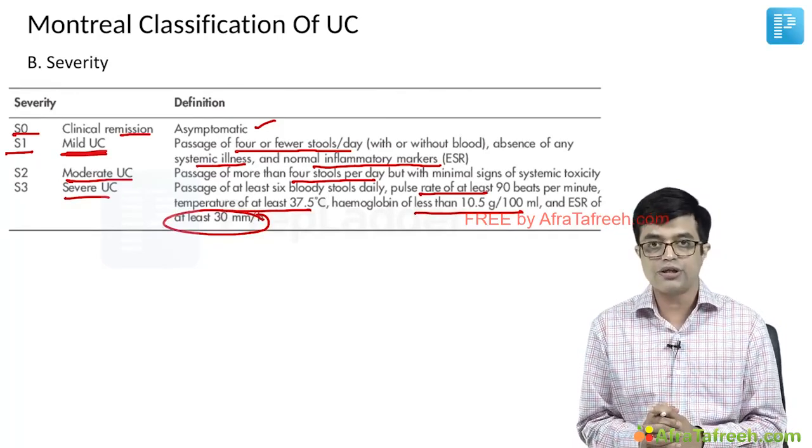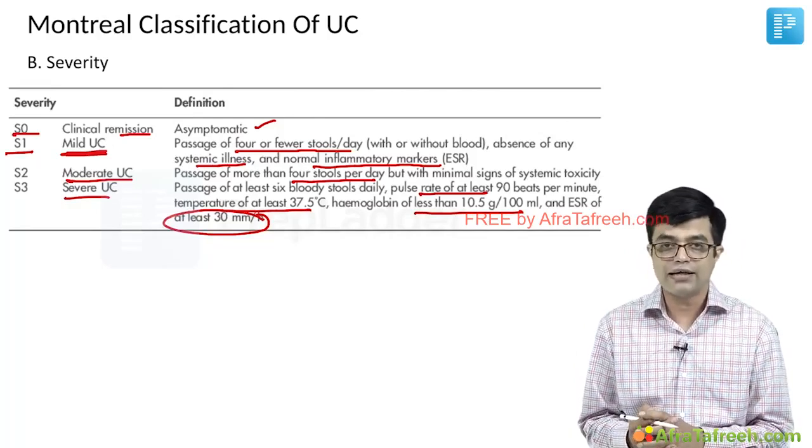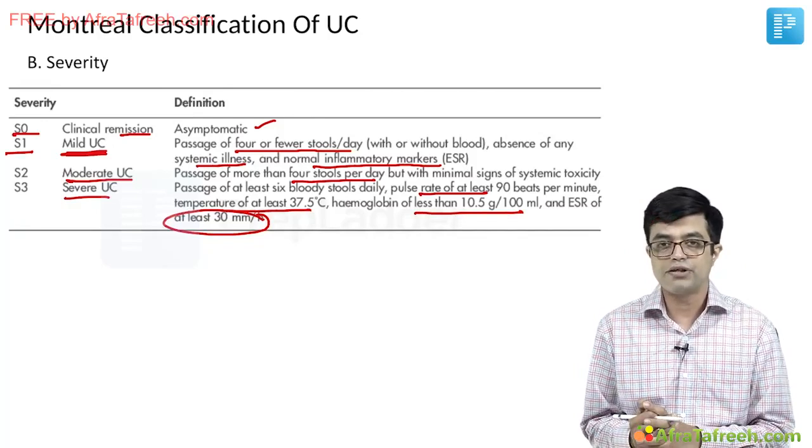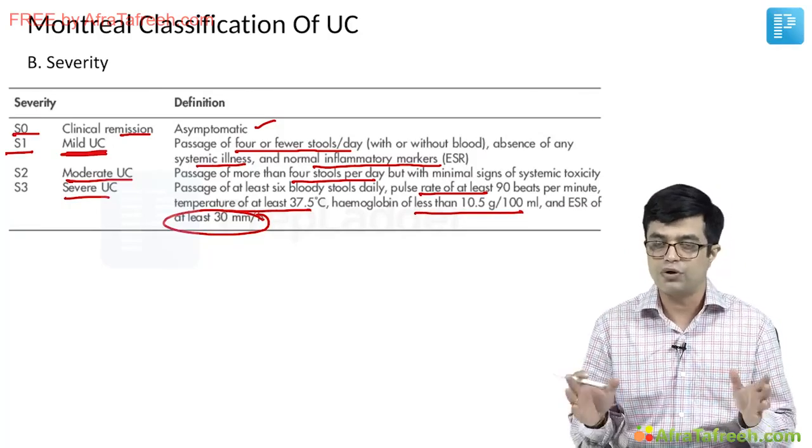So, Montreal classification is important. In some of the books, when you try to Google, you will also find Vienna classification, but Vienna classification for CD and ulcerative colitis are not validated for use in children. So, we will not talk about them.